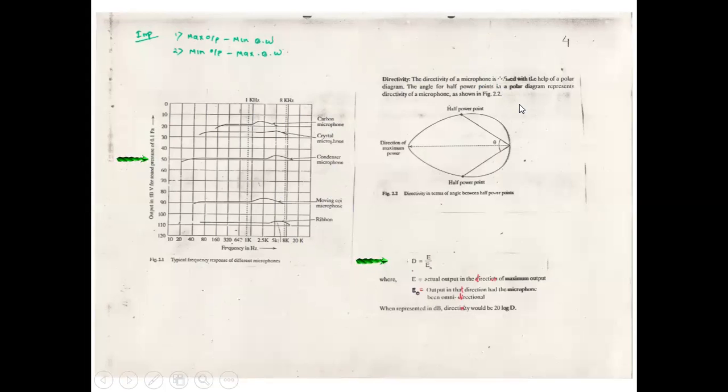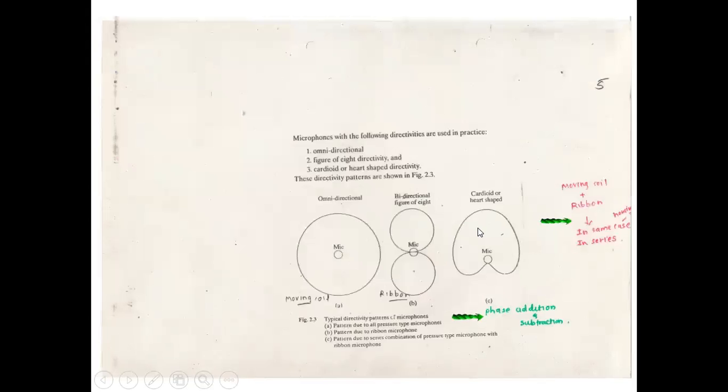the directivity of a microphone is defined as E upon E0, where E is the actual output in the direction of maximum, and E0 is the output when it is considered to be omnidirectional. So these 3 dB points or half power points you can calculate. So different types of directivity patterns are supported.